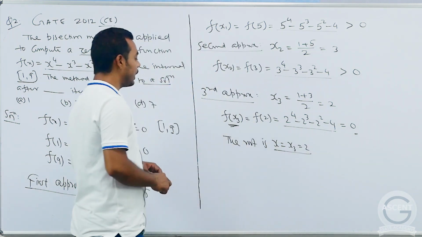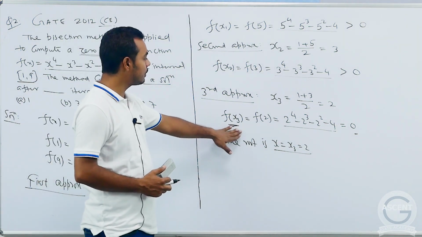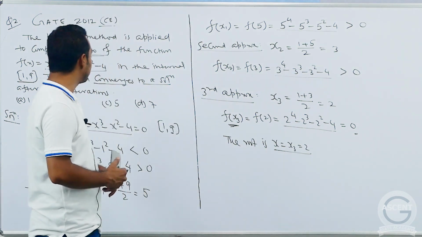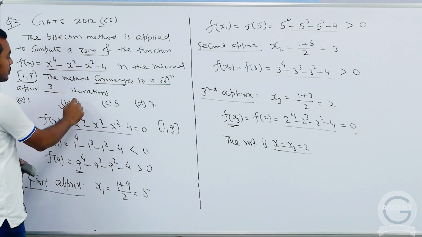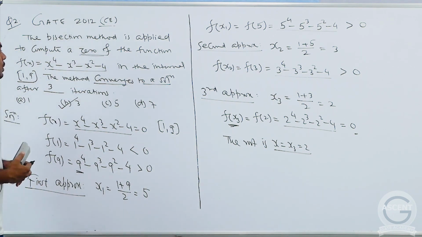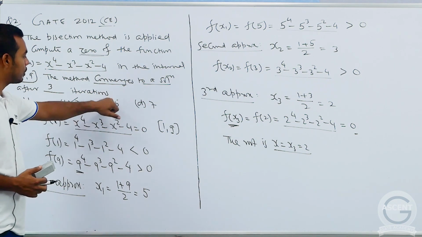So we are getting the actual root after 3 iterations, and this means the method converges to a solution after 3 iterations. So the correct answer for this question will be option B. So this was a very simple question. Once you know the concept, then you can easily solve these types of problems.